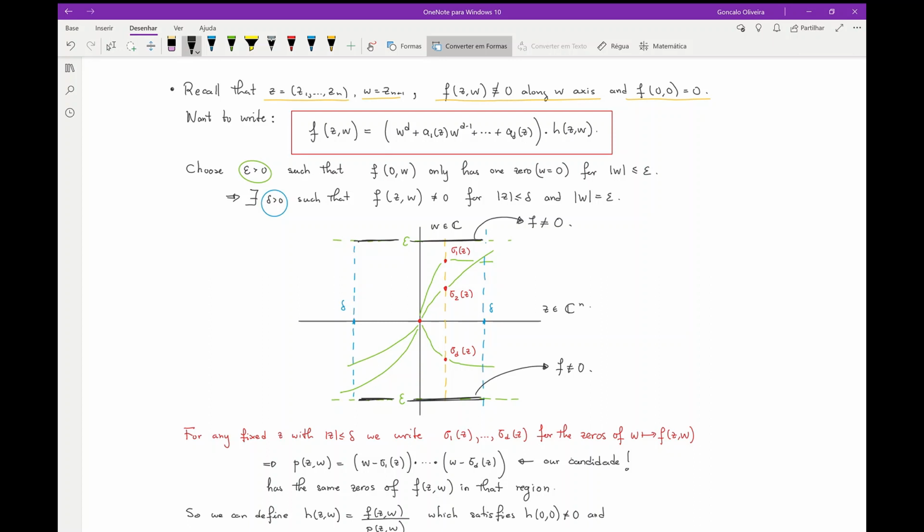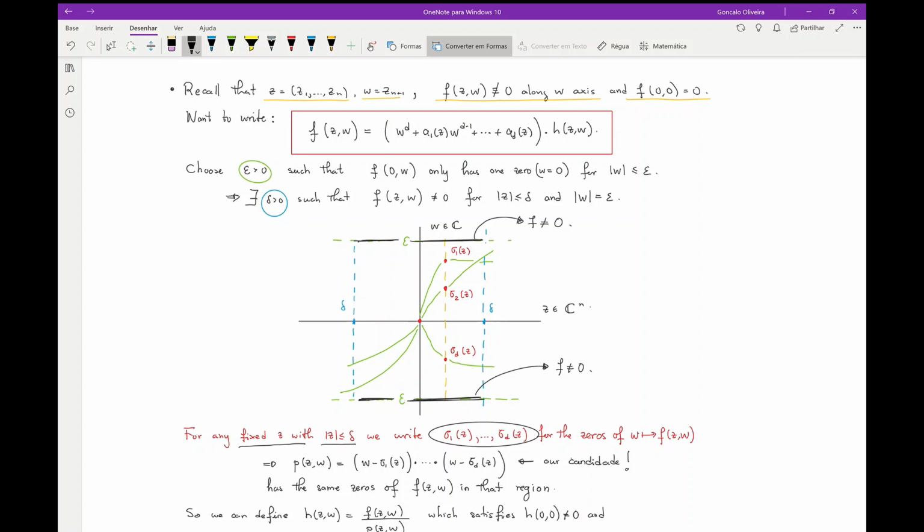Now I'm going to pick a fixed z in this region with the norm of z less than delta, and I'm going to denote by sigma 1 up to sigma d the zeros of the function w goes to f of z, w. So these sigma 1, sigma 2, sigma d are the zeros of the function of w that keeps z fixed and evaluates f. So these are the zeros of the function along this vertical line here.